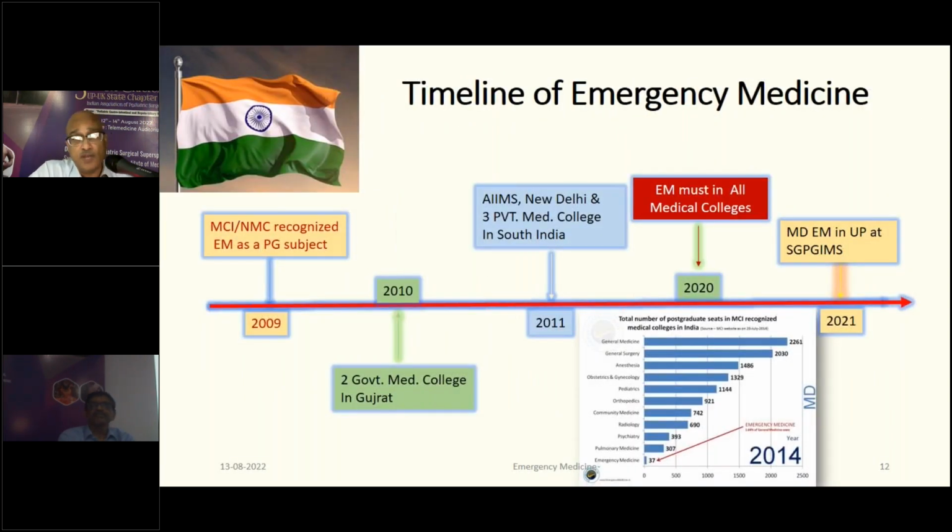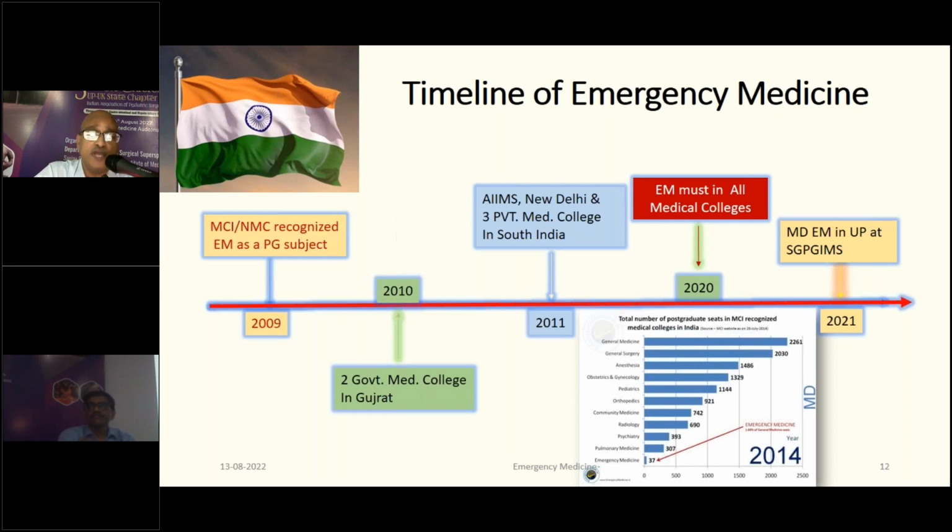So the timeline of emergency medicine, as I told you: in 2009, it was recognized as a specialty. In 2010, 2 government medical colleges in Gujarat started these academic emergency medicine departments, followed by AIIMS and 3 more private medical colleges in South India. But from 2011 to say 2020, there were only 37. This is the NMC website data, which shows only 37 PG seats in 2014.